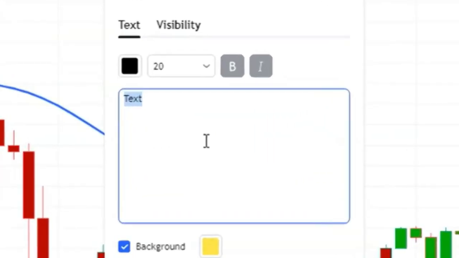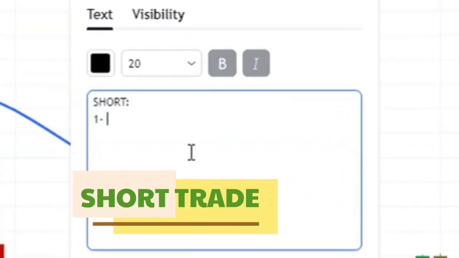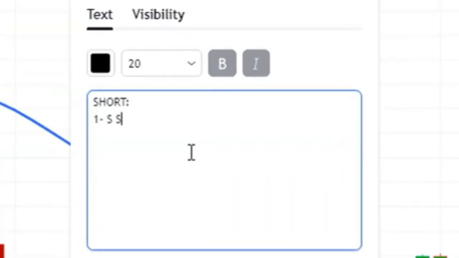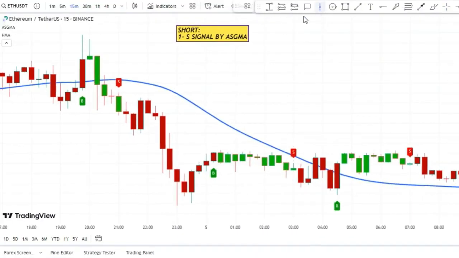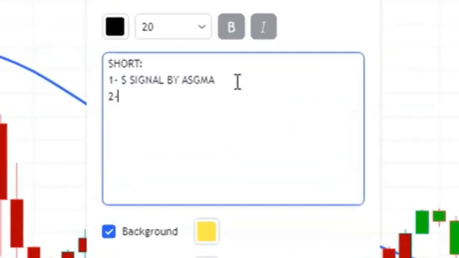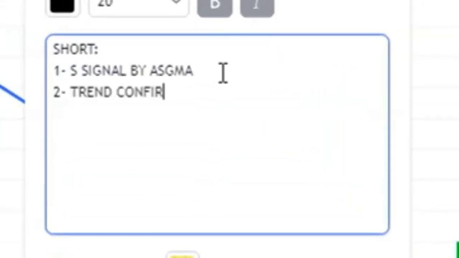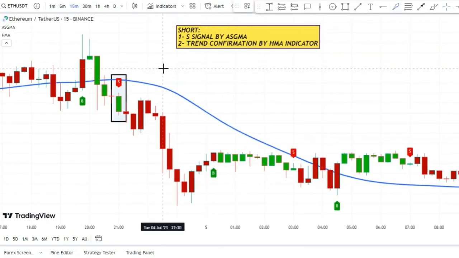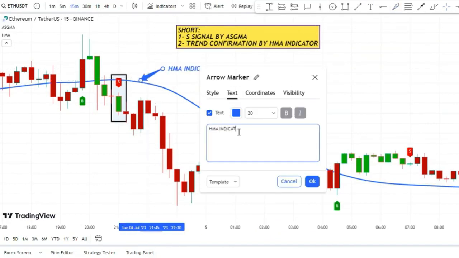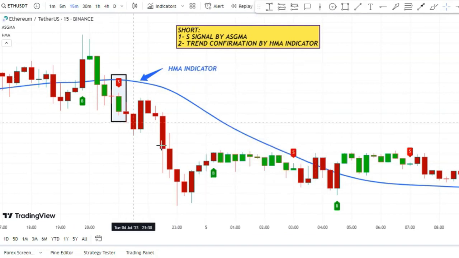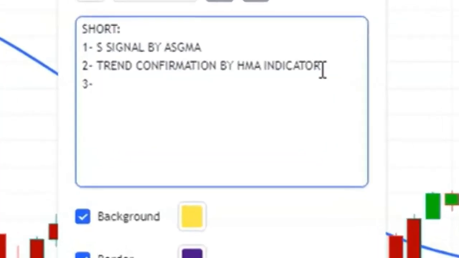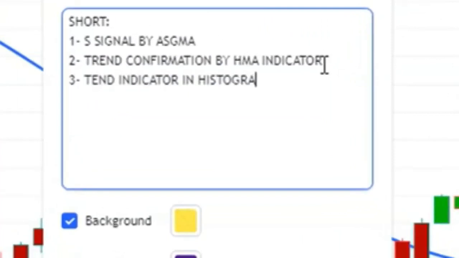And now let's cover the sell side rules. For entering a short trade, a few initial signals need to be lined up on the chart. First, we need to see a sell signal on the chart. Then the sell signal needs backing from the HMA indicator, showing the trend as downward according to that indicator. Next, the histogram in the trend indicator needs to be red and below zero.